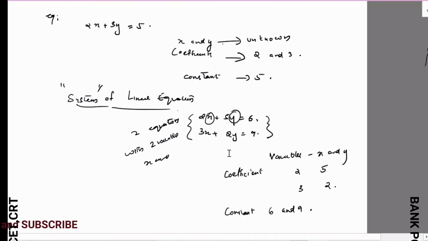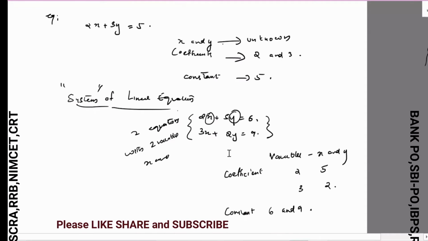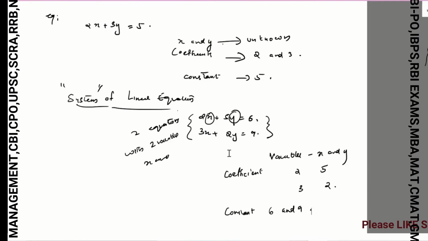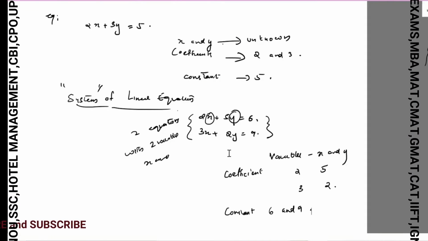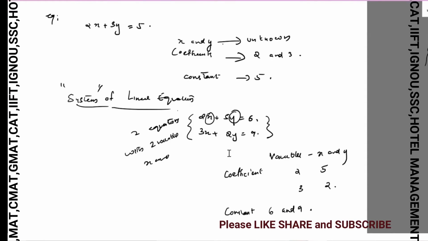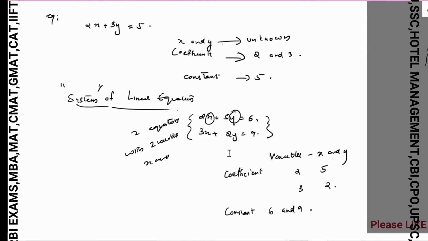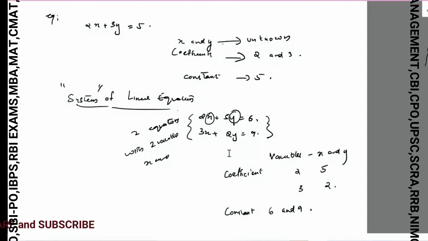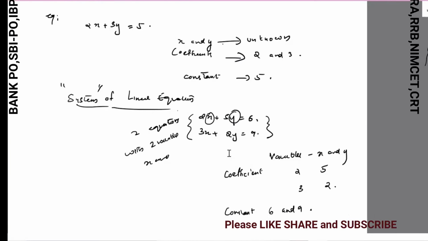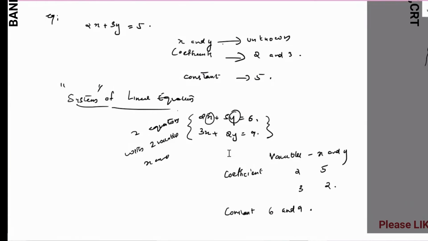We are discussing the topic of system of linear equations, the solution of a system of linear equations, and different types of systems of linear equations. What are the two types of system of linear equations? Homogeneous and non-homogeneous systems of linear equations. And what is a homogeneous system?